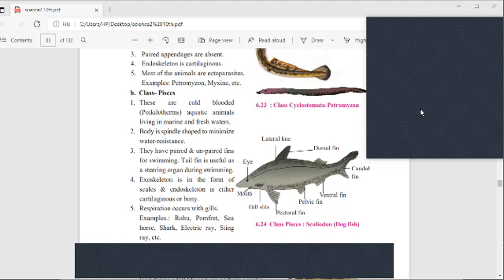So these are cold-blooded animals. That is called poikilotherms, aquatic animals living in marine or freshwater. So that is the second class, Pisces. The first important feature of this animal: they are poikilotherms. What do you mean by poikilotherms? Yes, Sarvadnya.